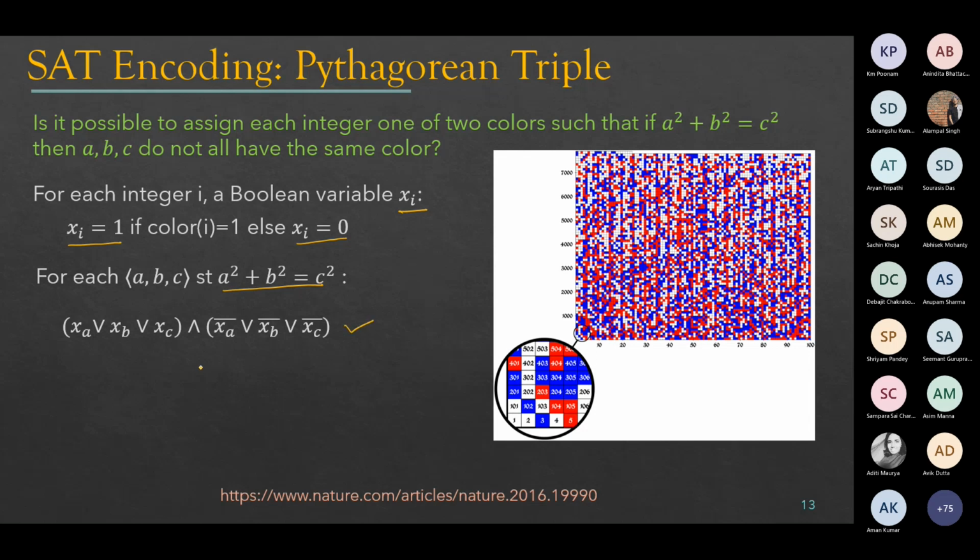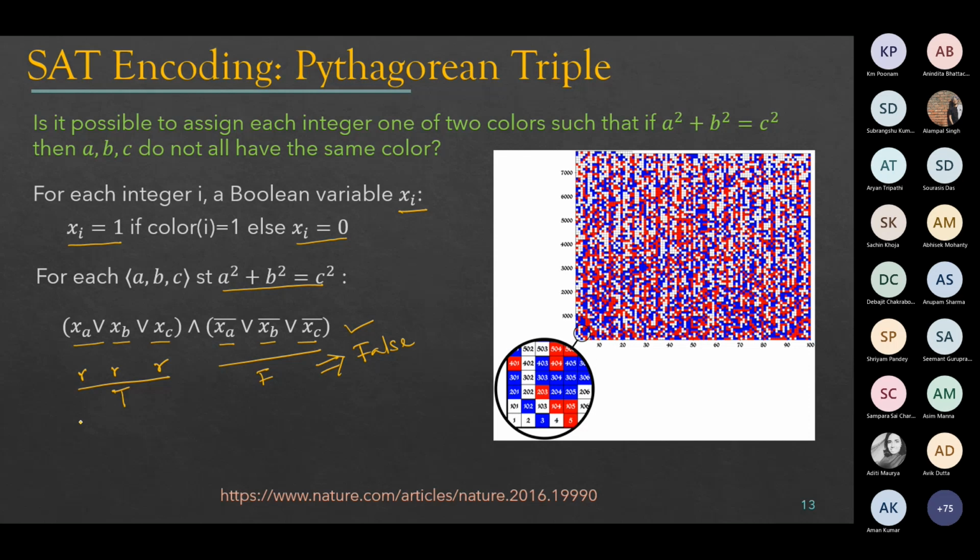We need to present a clause like this. So first clause is xa or xb or xc, and the second clause is xa bar, xb bar, and xc bar. So you can check whether this is happening or not. So let's say we color abc with all red, right? Now this will become true. So the first clause will become true. What about second clause? Second clause will become false, and as a result, the whole formula will become false, right?